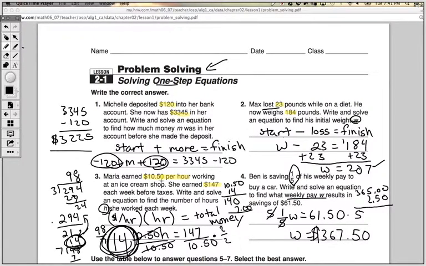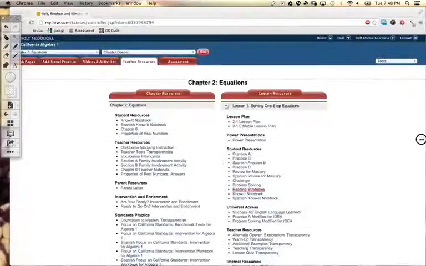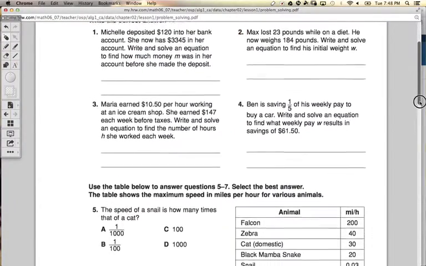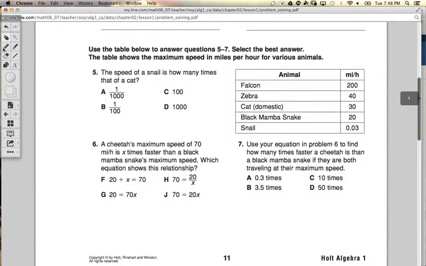Remember, these last 2 are a little more challenging to see. They're just not very familiar formats to set up, but still very doable. Let's take a look at the rest of this here. It says, use the table to answer questions 5 through 7.